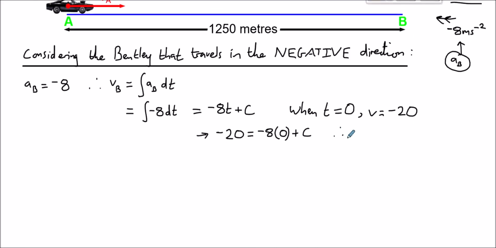So therefore c must be equal to 0. What am I talking about? Apologies, I'm talking rubbish. Minus 20 equals 0 plus c. So c must be minus 20. I do talk rubbish at times. So anyway, we now know that the velocity of this Bentley is given by minus 8t plus the constant of integration, which is minus 20. So in other words, it's minus 8t minus 20.